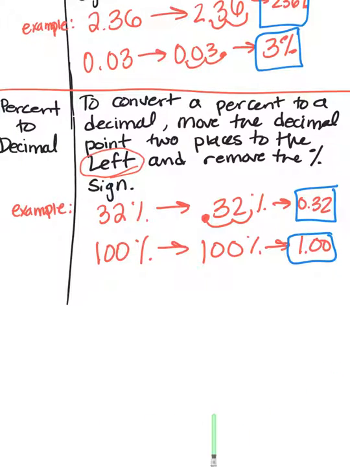100% is also converted by moving the decimal point 2 places to the left. Oops, supposed to use a marker. And that leaves us with 1.00 as we drop the percent symbol. The next one is converting a percent into a fraction.